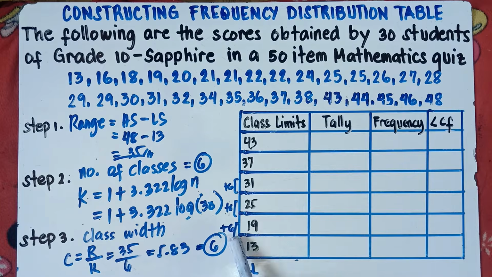Question, where did you get 6? 6 came from the class width. To get the class width, range divided by the number of classes. 5.83, you always round up. Alright, so if this is 13, 19, now the next number should be 18. Once again, this is 19, the last number should be 18 here. So this is 18, then 19.